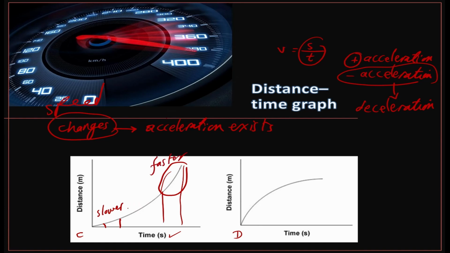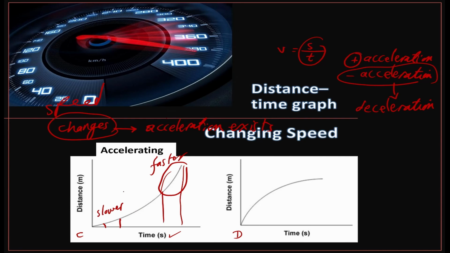This means we have here acceleration. So the object in this case is accelerating.